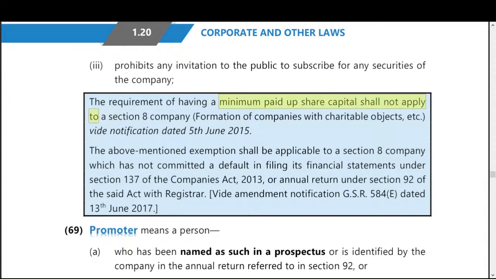The requirement of having a minimum paid up share capital shall not apply to a company under Section 8. Okay, so Section 8 company: formation of companies with charitable objects, etc. Vide notification dated 15 June 2015, the above mentioned exemption shall be applicable to a company.